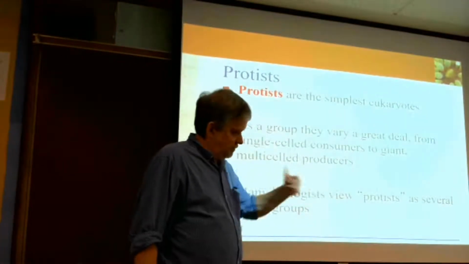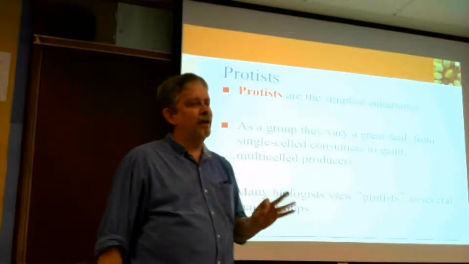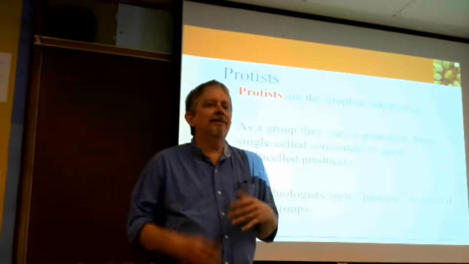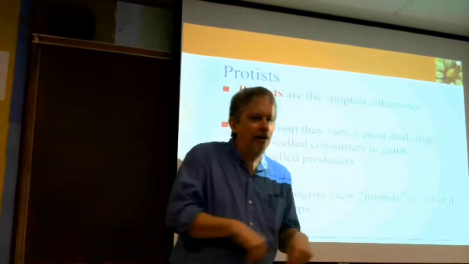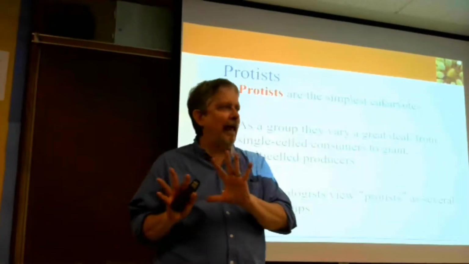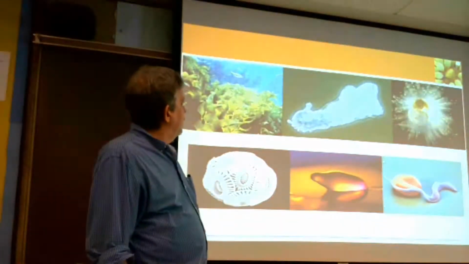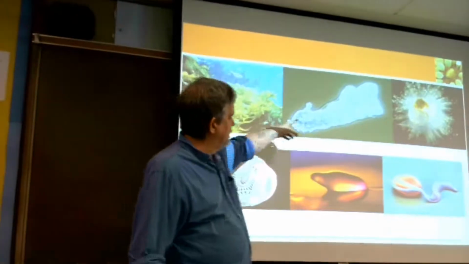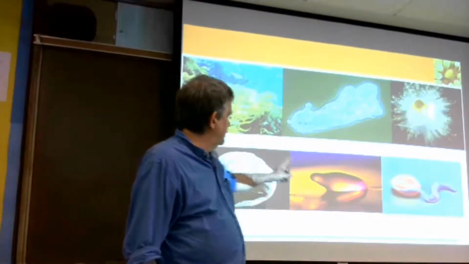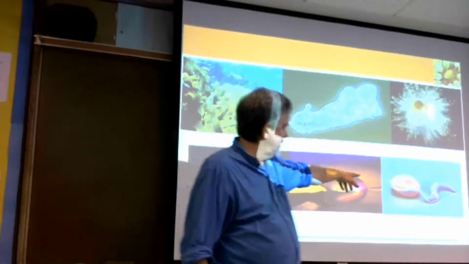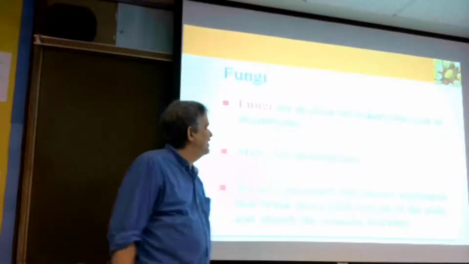Many biologists, and that would be me, view protists as several different major groups. I don't like this kingdom protist because there's things that look just like plants in there, and there's things that behave as animals in there. So I think they should be split up even further. But here's protists. There's the giant kelp. This is an amoeba. That's a foraminiferan. This is a slime mold. This is a sexually transmitted disease, trich. We will talk about that one later.